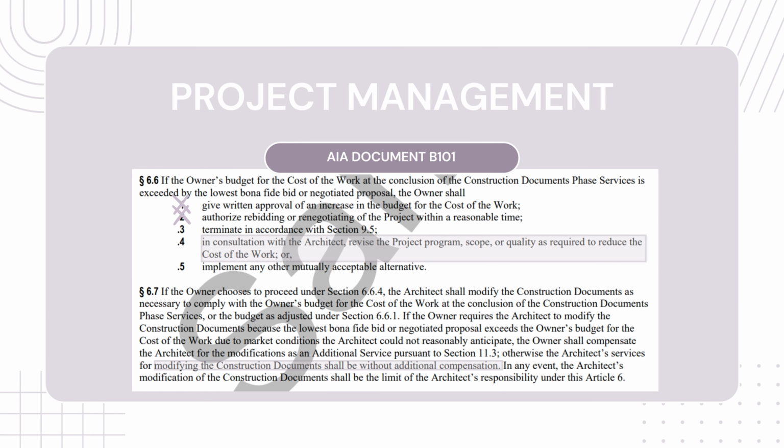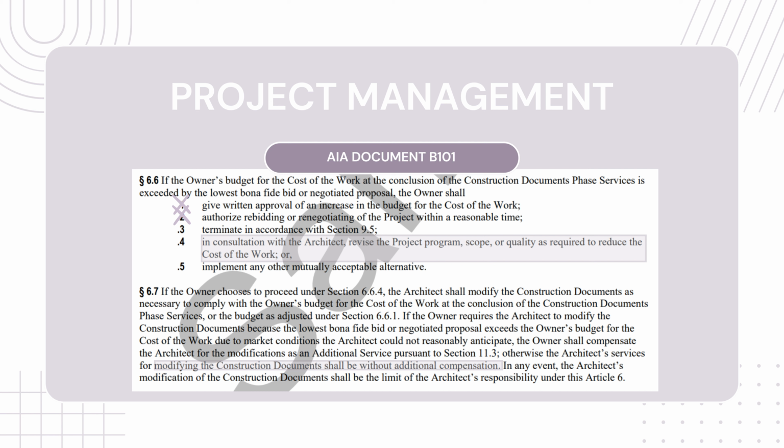If the cost of work is higher than the owner's budget, then the owner has a few options. These are listed in AIA document B101. The owner can increase their budget, rebid the project and invite additional contractors to bid, cancel the project, work with the architect to revise the program scope and/or quality of the project, or implement an acceptable alternative.